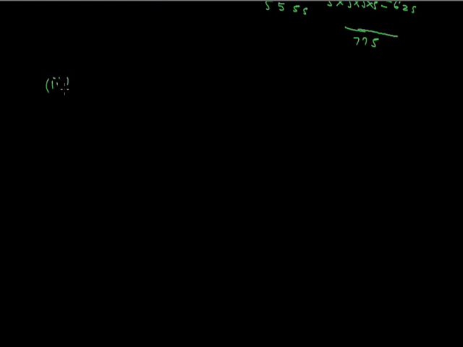in the second case we consider that no digits can be repeated. In this case, similarly, for 2-digit numbers, we can fill this place with 5 digits and this with 4 digits. So 5 into 4, which is 20.